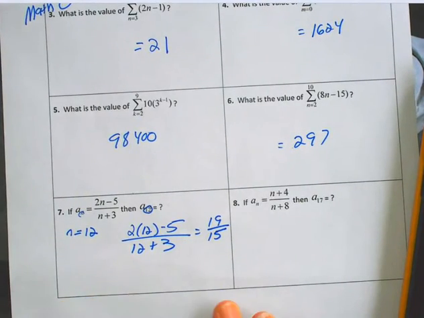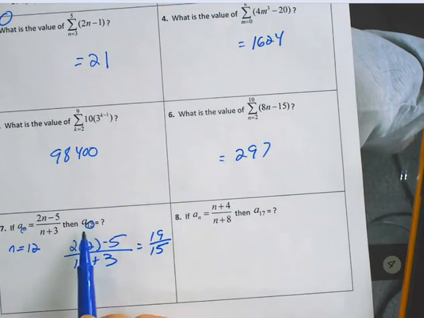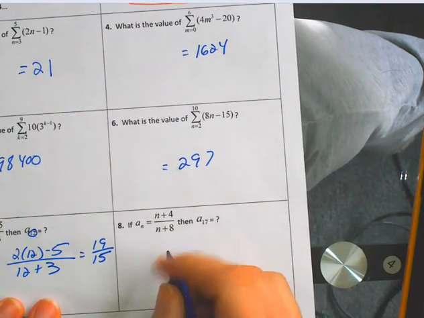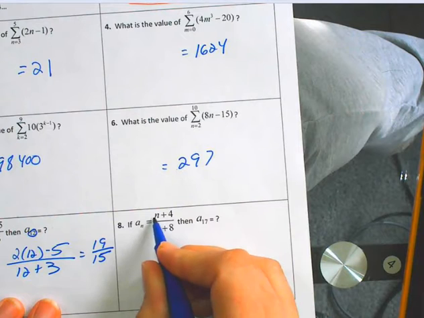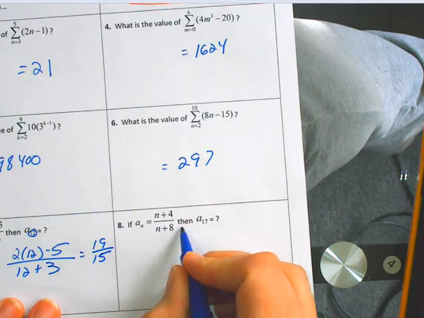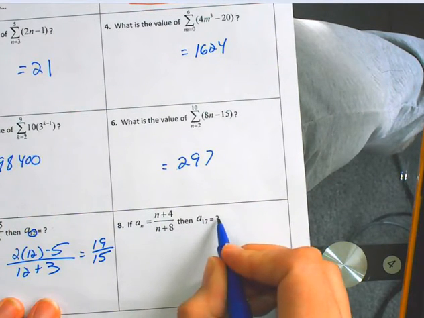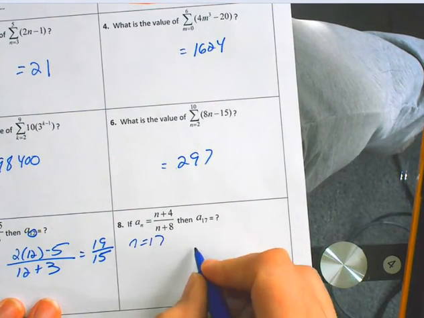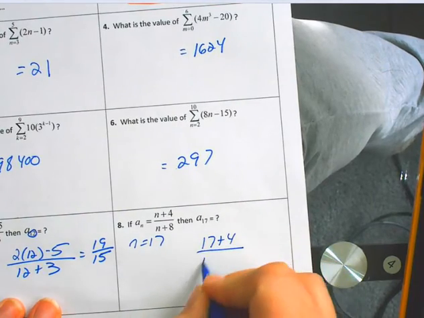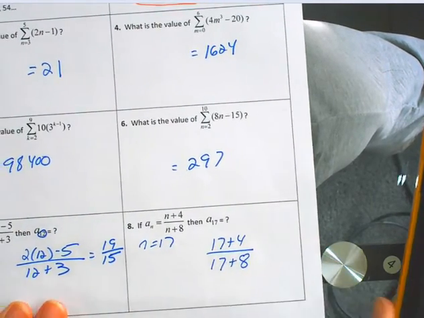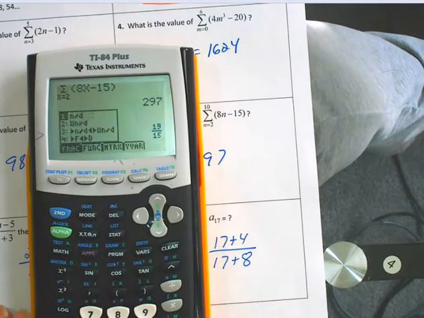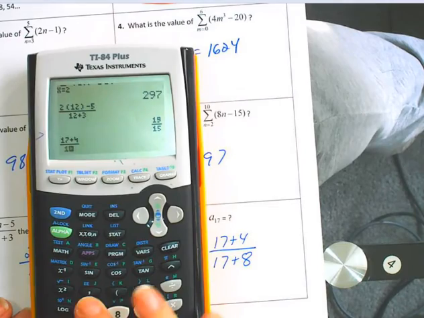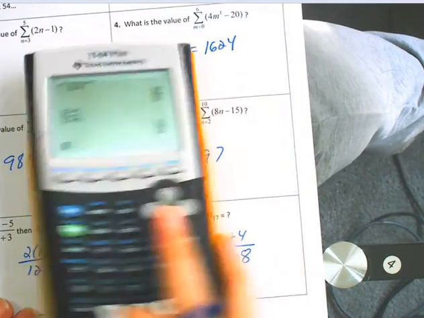Because this is an explicit formula, it doesn't depend on any other terms, so you can substitute directly n for n. Okay, next one. If a_n equals (n plus 3) over (n plus 8), then a17 equals, so n equals 17 in this one. So then I'm going to substitute 17 plus 4 over 17 plus 8. Put it directly in the calculator. Alpha y equals 17 plus 4 over 17 plus 8. Gives me 21 over 25.